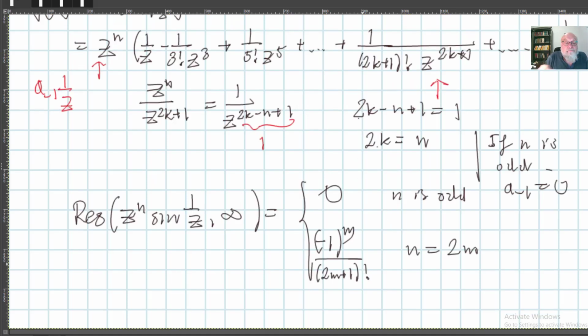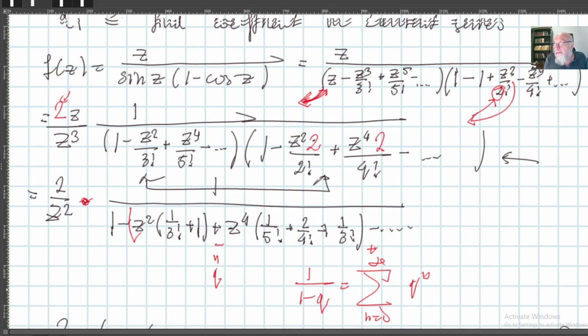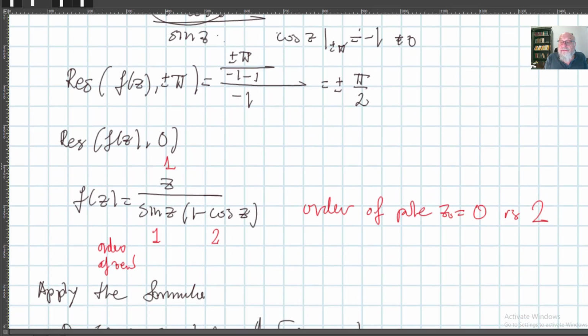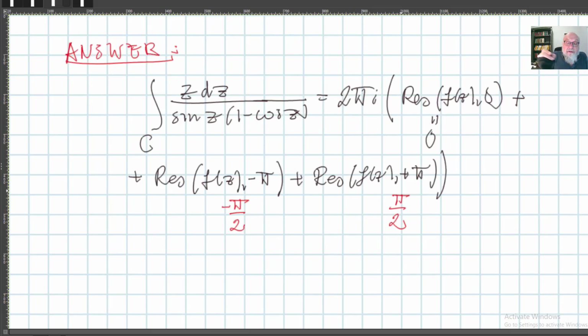Let me check it, because we have to go back. Oh yeah, this was here, minus pi over 2, so it is correct. So I'm getting here, this is 0, this is also 0. And we finished.